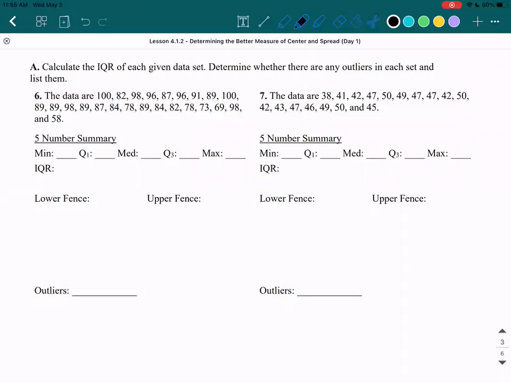All right, so for this one, we're going to calculate the IQR. Remember, that stands for interquartile range of each given data set. Determine whether there are any outliers in each set and list them. Okay, so we have the data points.